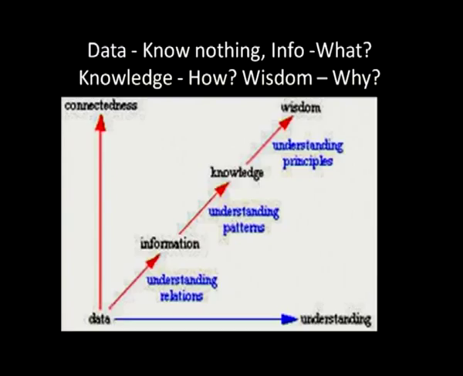So from data to information, you should understand the relationship. From information to knowledge, you should understand the pattern. From knowledge to wisdom, you have to understand the principle or philosophy. So this is understanding versus connectedness. Data gives no information; you know nothing from the data. Information gives the what part of it, knowledge gives the how part of it, wisdom gives the why part of it.